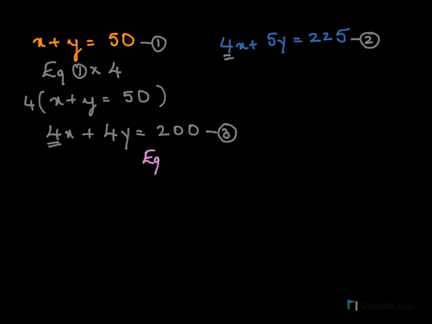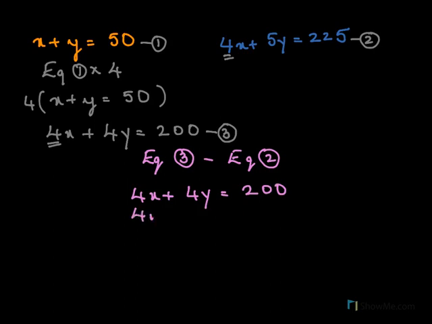So I have equation 3 and subtract equation 2. So 4x plus 4y equal to 200, and below I have 4x plus 5y equal to 225. I need to subtract, which means I need to change my signs.